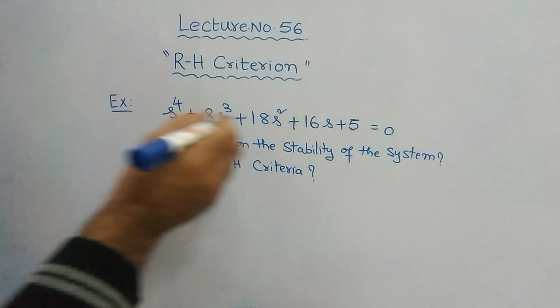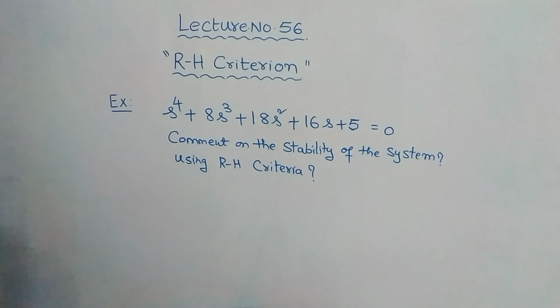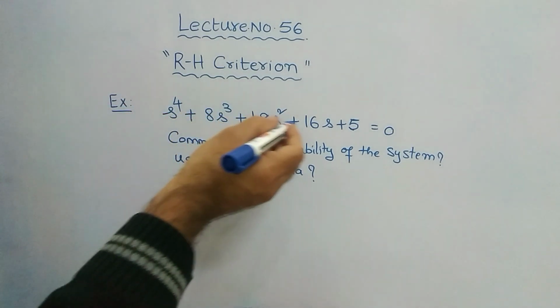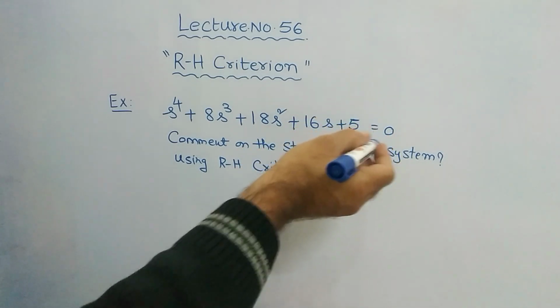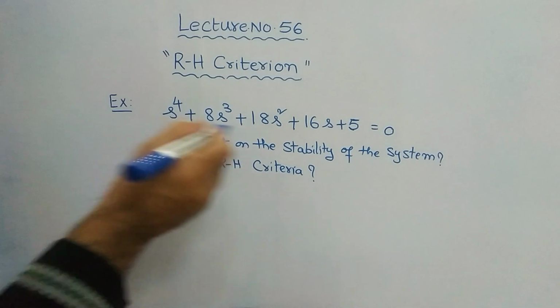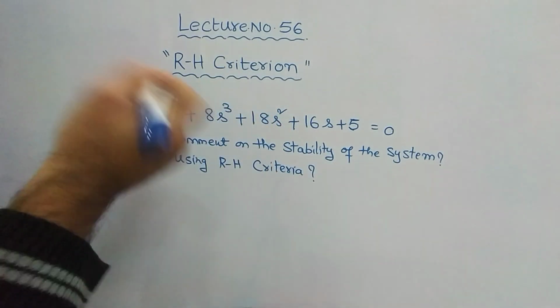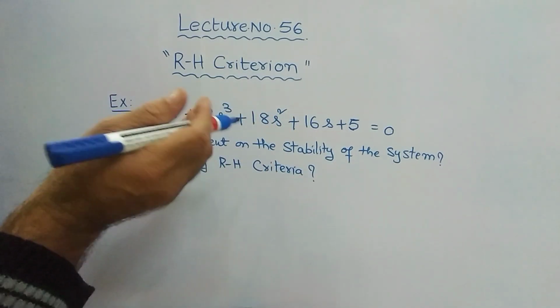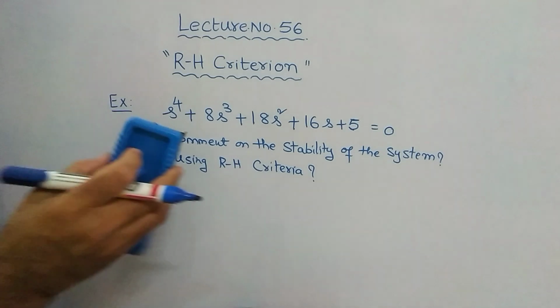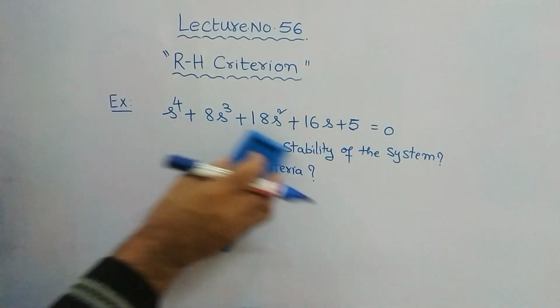Let us see. So, this is the polynomial which is given: s power 4 plus 8 s cube plus 18 s square plus 16 s plus 5 equal to 0. This is nothing but a characteristic equation. For this characteristic equation, we need to find out the stability. So, what shall we need to do now? Now I will explain the solution part of it.